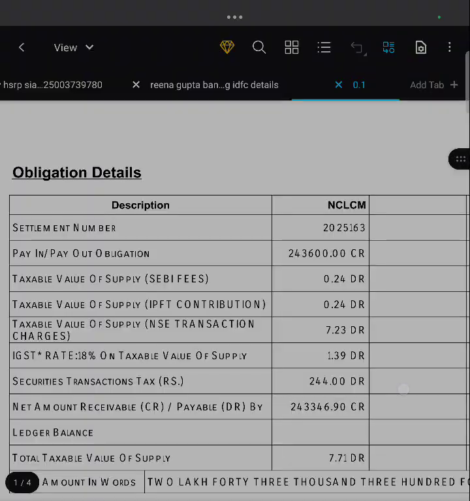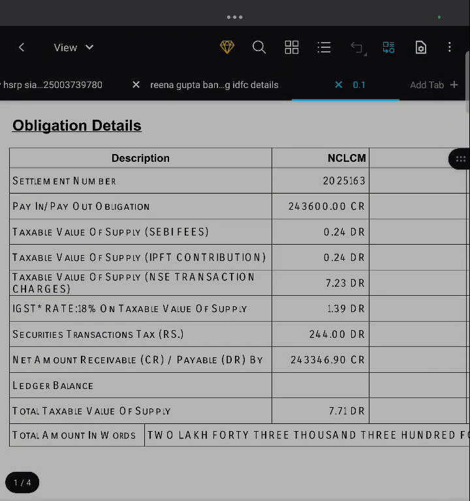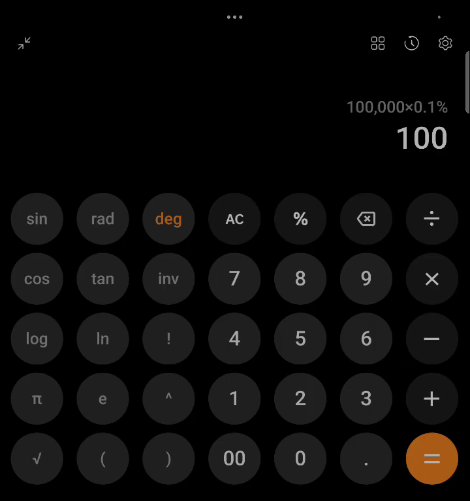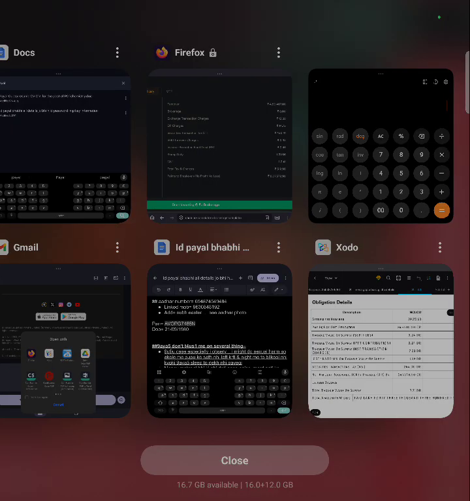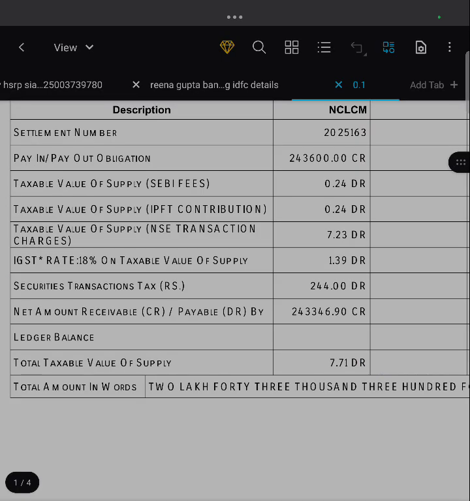Although 100 rupees is also not very big, it depends upon the amount of transaction also. If the transaction amount is like 10 crore, let's say 1 crore, then 0.1% of 10 crore is a huge sum, right? So this is how they calculate. And finally I received this amount of money in my bank account.